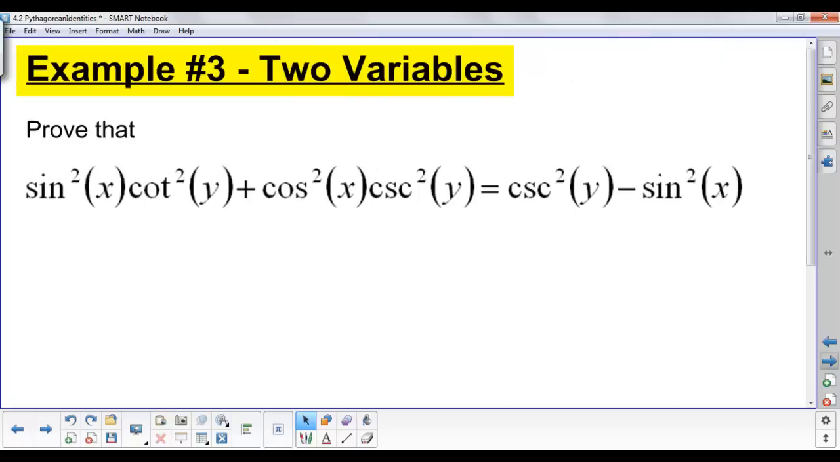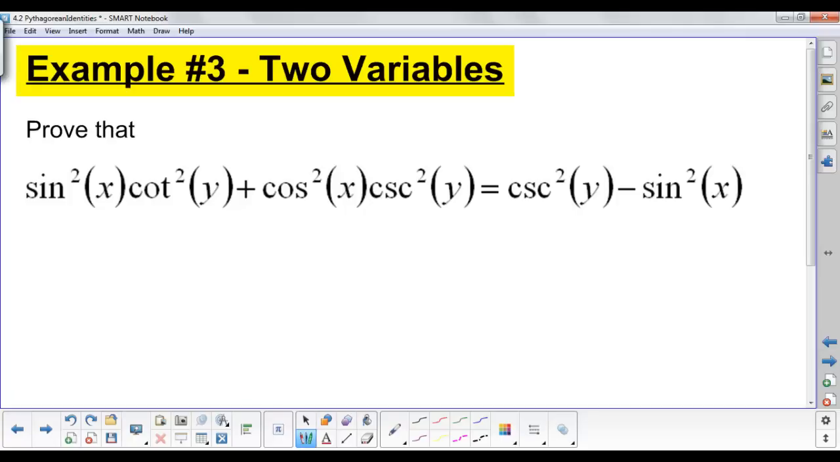Third example, no, we have not done one like this yet. This is a little bit different in that now we're considering an identity that has more than one variable involved. There's a couple of different approaches we could take to proving this particular identity. I'm going to use one approach and then likely follow up with this question tomorrow using an alternative method that will be equally as valid.